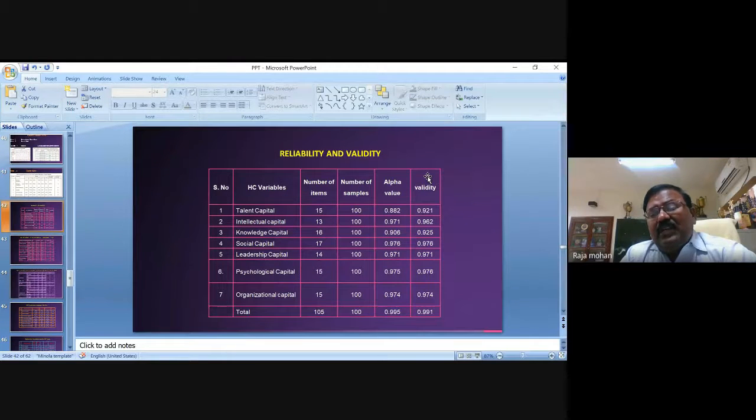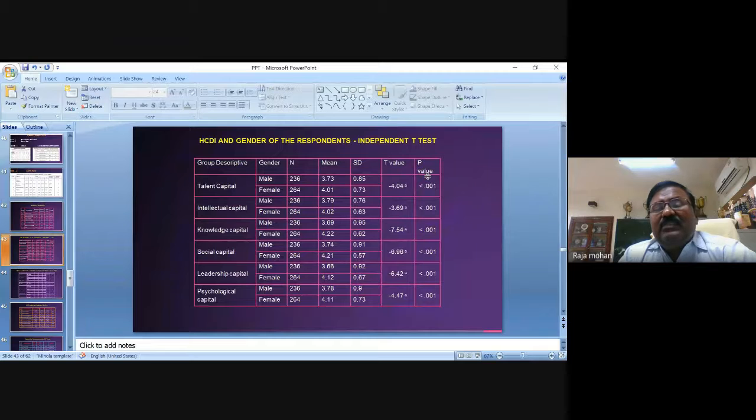Followed by that is validity. Validity, we have construct validity or composite validity, and he found that the values are all much more than 0.9. Normally people say that more than 0.7 is all right, but he has much more. For that, he can proceed further.